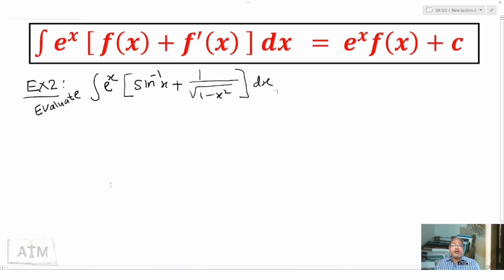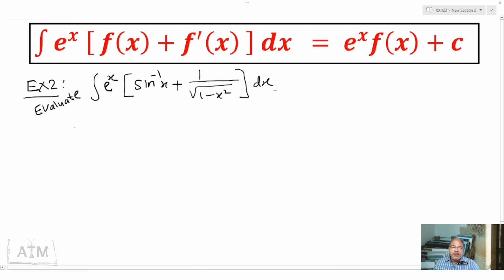Example 2: evaluate integration of e raised to x into sin inverse x plus 1 upon under root of 1 minus x square with respect to x. To do this type of problems, your derivatives must be strong enough, and if your derivatives are not strong enough, then please visit the playlist. You will find ample solved problems based upon derivatives.